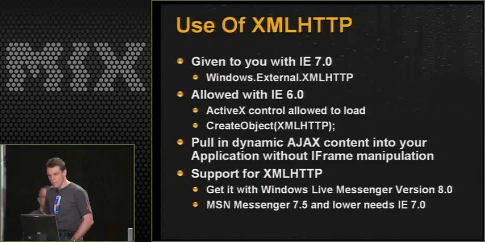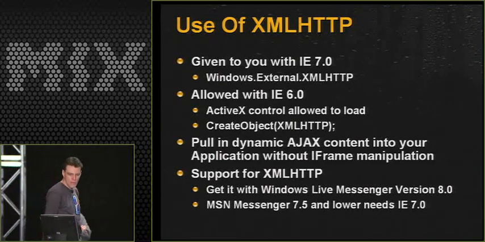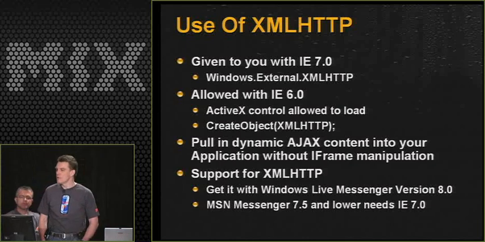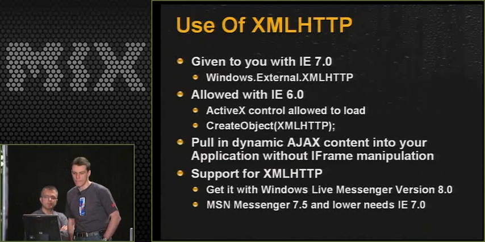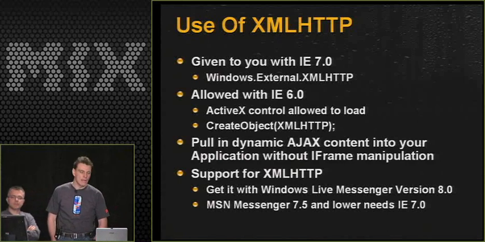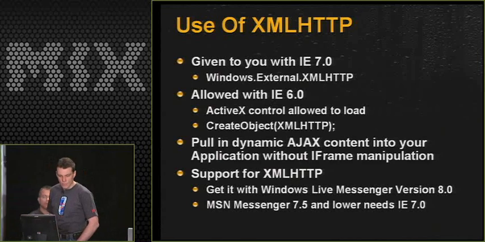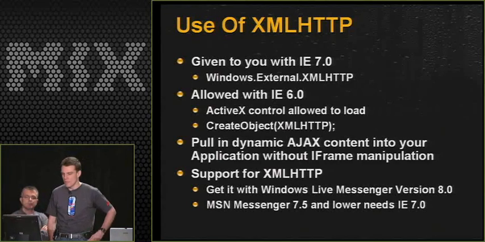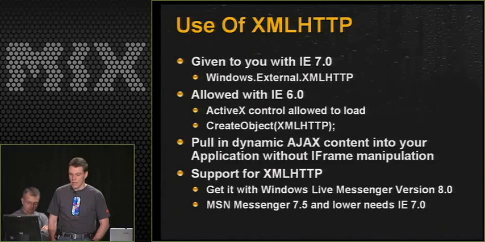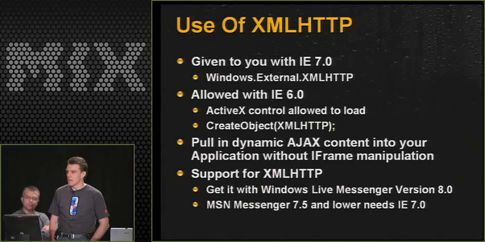We also provide with IE7 the use of XML HTTP. So it's given to you with IE 7.0, and that you use within your JavaScript the windows.external.xml HTTP. It is allowed, you can do it with IE 6, but you've just got to consider the ActiveX controls allowed to load, but then you've got to go and do a little bit more work. It's not standard that you get within IE 7. It allows you to pull dynamic content using from Ajax into your application without using iframe manipulation.